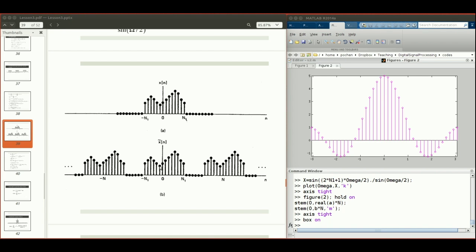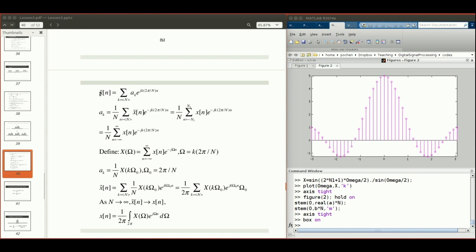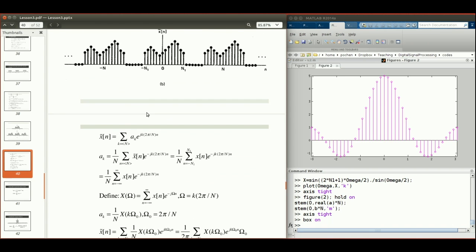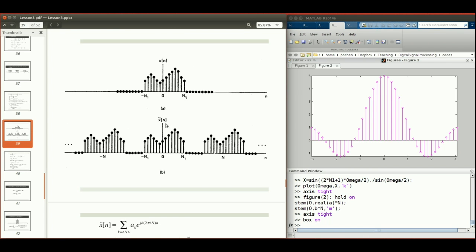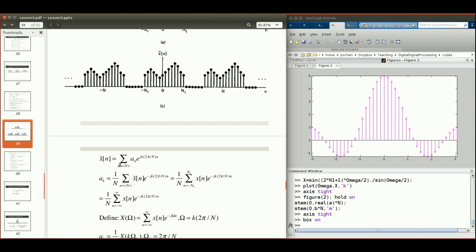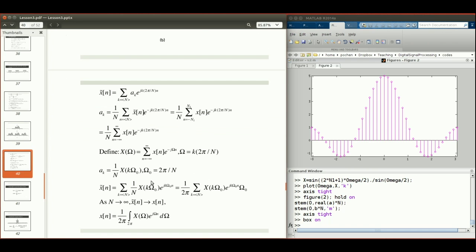And this periodic sequence has Fourier series coefficients, and we can represent it as this. So x-wiggle-n, this periodic sequence, can be represented as a_k e^(jk 2π/N n). And k is a consecutive sample of this many numbers, big N. That's the fundamental period. So when we construct this periodic sequence from this aperiodic sequence, we're taking out big N number of samples. So x-wiggle-n is a periodic sequence constructed by repeating an aperiodic sequence.